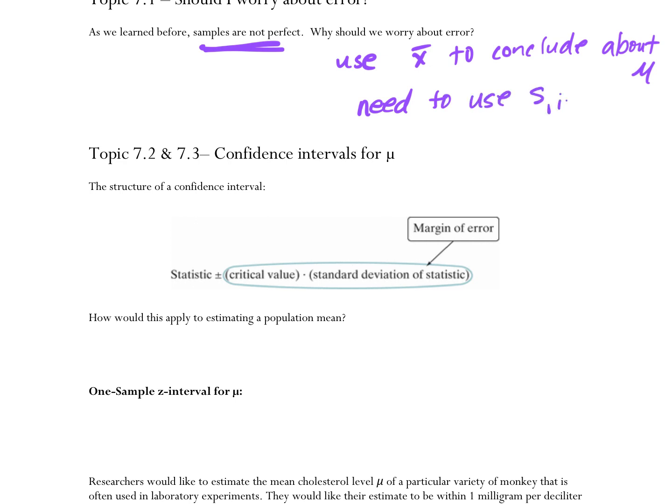And so what we're going to need to do is use S in place of sigma, where S is the standard deviation of my sample and sigma is the standard deviation of my population. Now, it is a much bigger deal to use S in place of sigma than it was to use p hat in place of p. Today's really talking about the why of that, but we're going to talk about that a lot. Everybody good? All right.